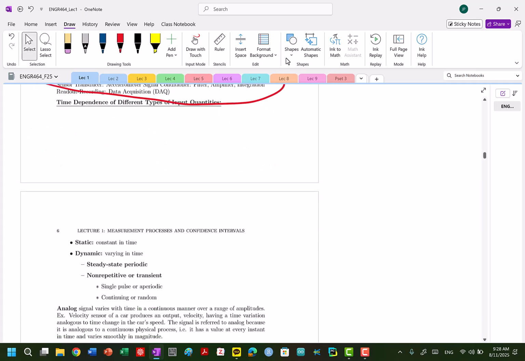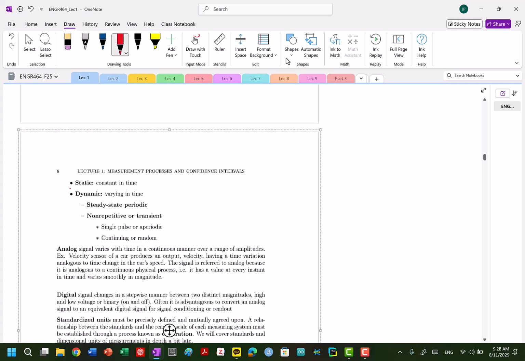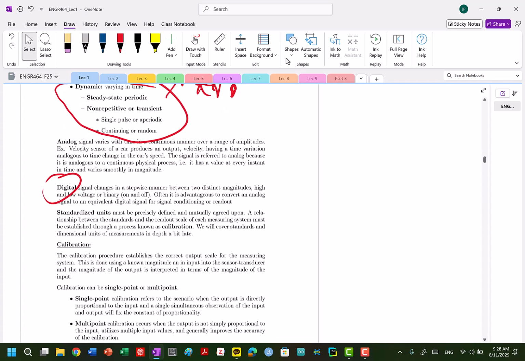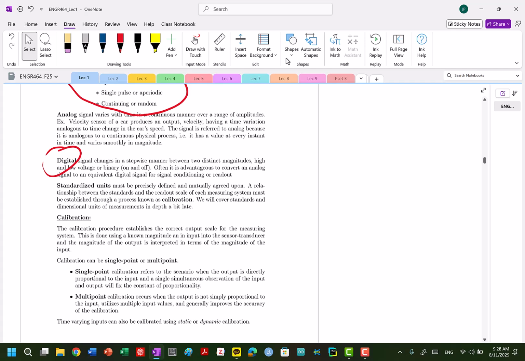Now, there's time dependence. So measurements can be static. Oftentimes, especially in this class, they will be dynamic. Understanding dynamics is really, really critical. We will be dealing with some digital signals too in this class later on, especially when we're dealing with photogates and a lot of these things.